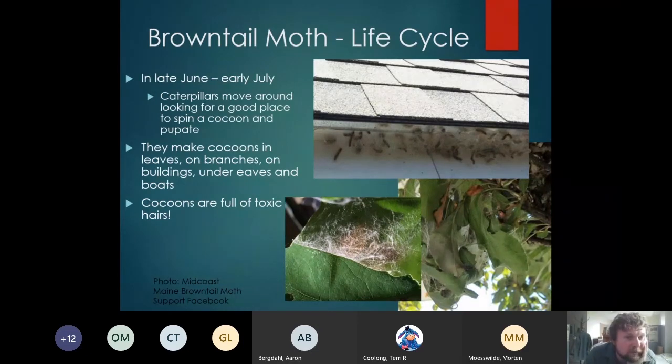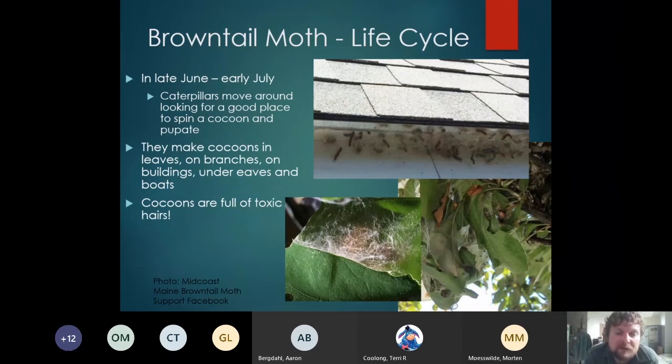So in late June or early July, the caterpillars are going to start moving around and looking for a nice sheltered place to pupate. Often they'll do that on people's houses. They'll be swarming people's houses, and we'll get a lot of calls in late June, early July. They'll spin a cocoon underneath the eaves. A lot of times they will also spin that pupal cocoon right on the tree.